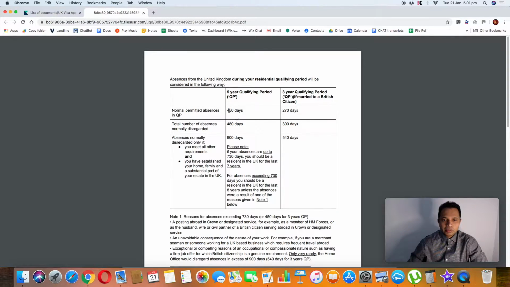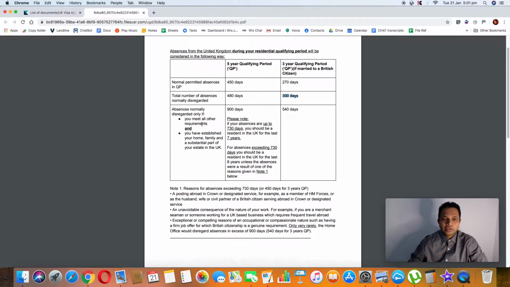So these are the normally permitted absences, 450 days and 270 days. Total number of absences normally disregarded, 480 days and 300 days. Absences are normally disregarded only if you meet all other requirements. So go on our list and check if you meet all other requirements. Then these absences would normally be disregarded only if you meet the requirements and you have an established life, your home, family, and a substantial part of your estate in the UK.